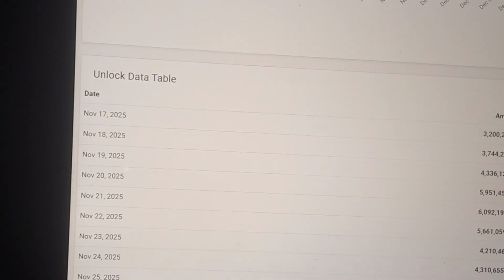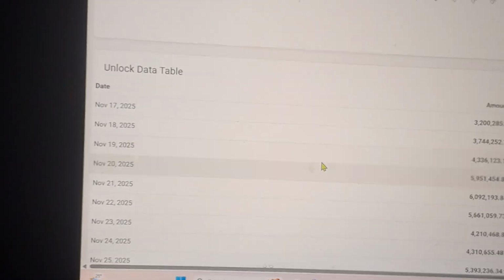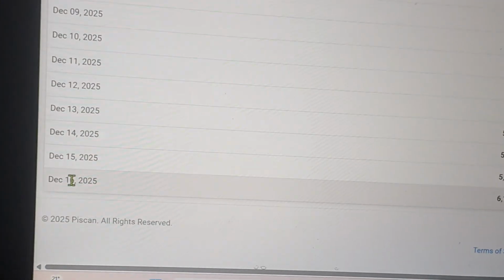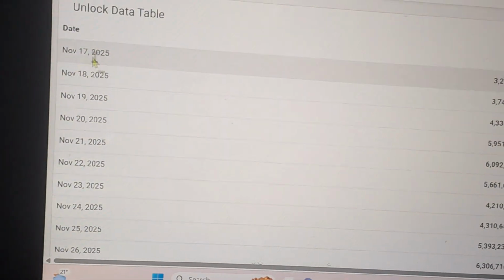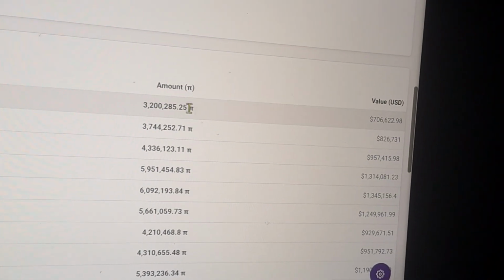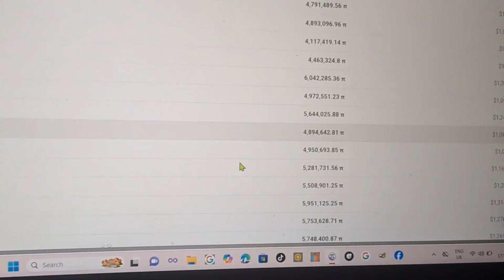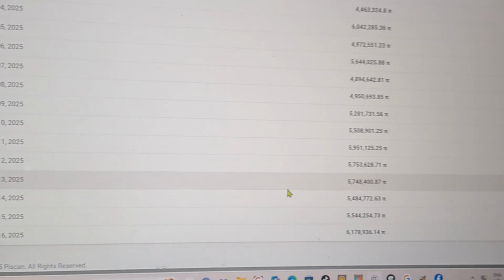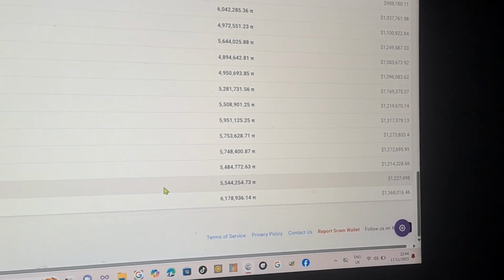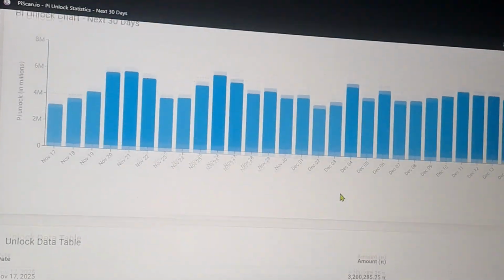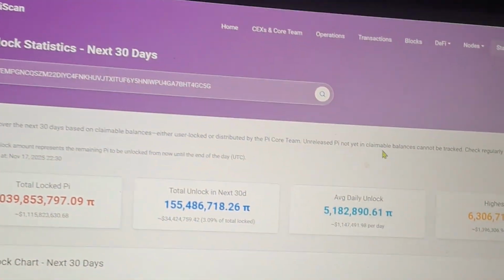Then down here, we have the unlock data table. This one lists the date, the amount, and the value. So let's see today. Today is here, the 17th. The amount of Pi that has unlocked today is 3.2 million, worth 706,000 US dollars. So these are the days, the amount, and their total value till the 16th of December 2025. It will keep on changing as days progress.